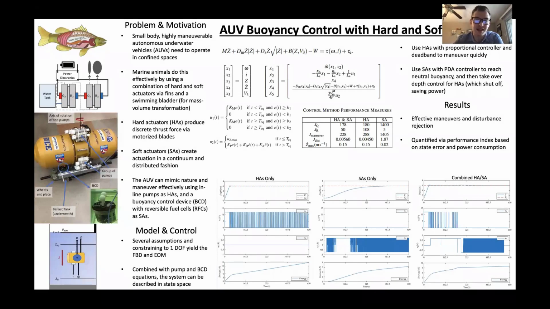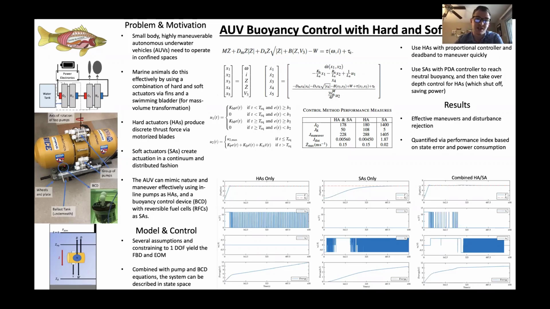Hello, I'm Colin Zavislak, and I'm presenting on AUV buoyancy control with hard and soft actuators. So the problem we were examining in this paper is that for small body, highly maneuverable AUVs, it can be difficult to operate and maintain one's depth in confined spaces. So in looking for a potential solution, we asked ourselves, how do marine animals maneuver so efficiently?